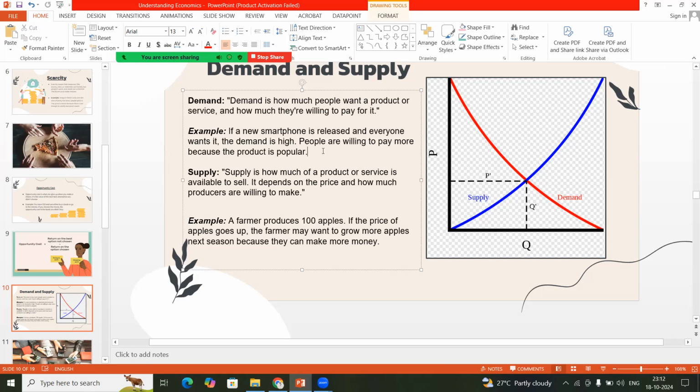Supply is how much of a product or service is available to sell. We also have to check whether the stock of the phone is there properly in the market or not. It depends on the price and how much producers are willing to make. Example, a farmer produces 100 apples. If the price of apples goes up, the farmer may want to grow more apples because it will fetch him more money.